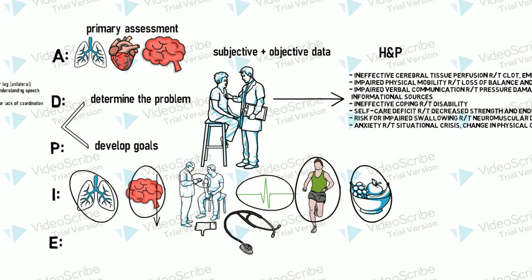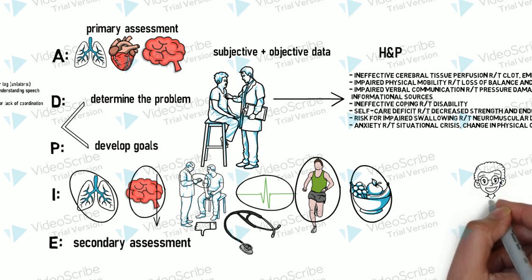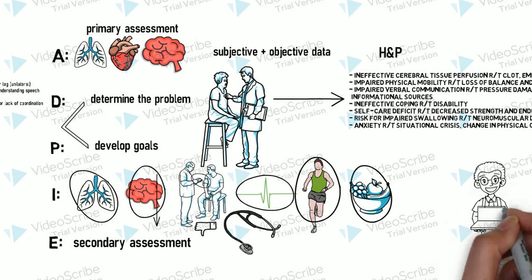Upon evaluation, we will do a secondary assessment that includes a comprehensive neurologic examination to further examine the patient's level of consciousness. And as always, do not forget to document. This will help us as nurses see trends and recognize abnormalities that need to be reported and acted on immediately.